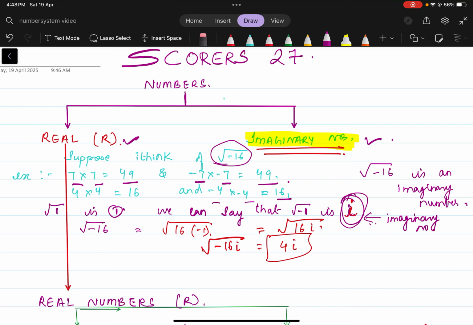So, root of minus 16 will be written as root of 16 into minus 1. But we have noted that root of minus 1 is i. So it is equal to root of 16 into i, that comes to 4i. So, this is an imaginary number. These numbers are classified into real numbers and imaginary numbers. Imaginary numbers we have done.